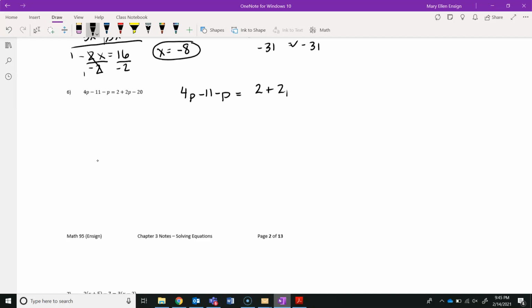So you notice that on the left side I have 2 terms that have p in them and 1 constant. On the right hand side I have 1 term with p in it and 2 constants. So what I want to do first is I want to combine like terms on each side.